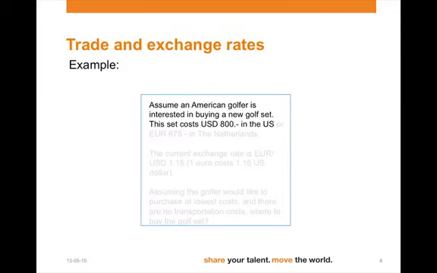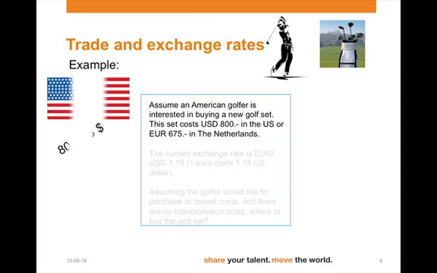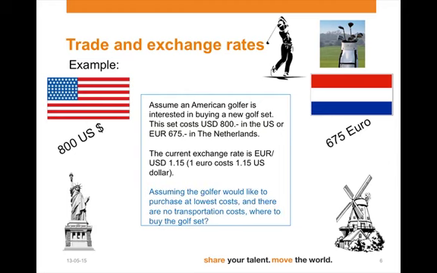Assume an American golfer is interested in buying a new golf set. In America, this golf set costs $800 and in the Netherlands €675. The exchange rate is $1.15 to the euro. Assume the golfer would like to purchase at lowest cost and there are no transportation costs involved, where to then buy the golf set?